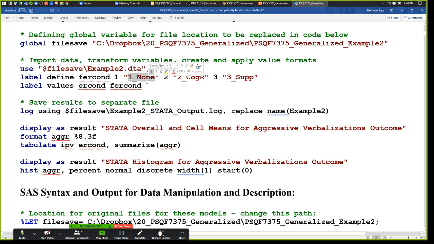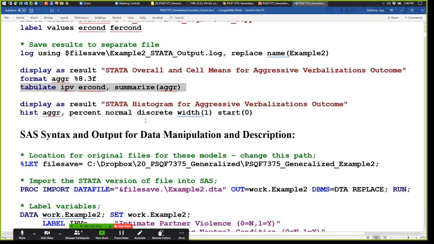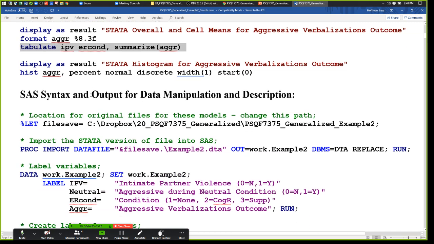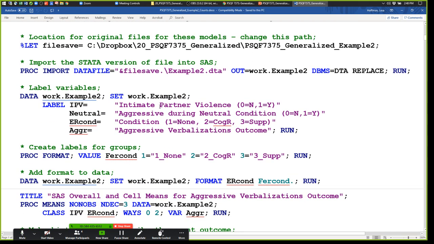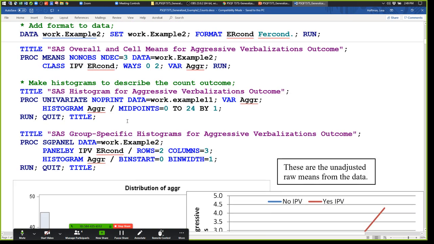So I did that in Stata up here, asking it to tabulate, summarize, etc., and then doing the same thing in SAS. So just labeling variables. We're treating intimate partner violence as a continuous variable since it's binary. That simplifies some of the coding of the interaction terms as well. And then whether or not they were aggressive during the neutral condition, because so few people were, this is also a binary variable. All right, so here's some descriptive stuff.